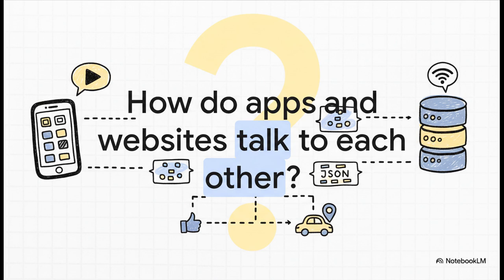I mean, have you ever stopped to think about that? It's a really fundamental question. When your phone needs to get information from a server that could be halfway across the world, how do they speak the same language? For your feed to load in an instant or for your map to update as you move, that data has to be sent in a format that both sides can understand immediately, with zero confusion.